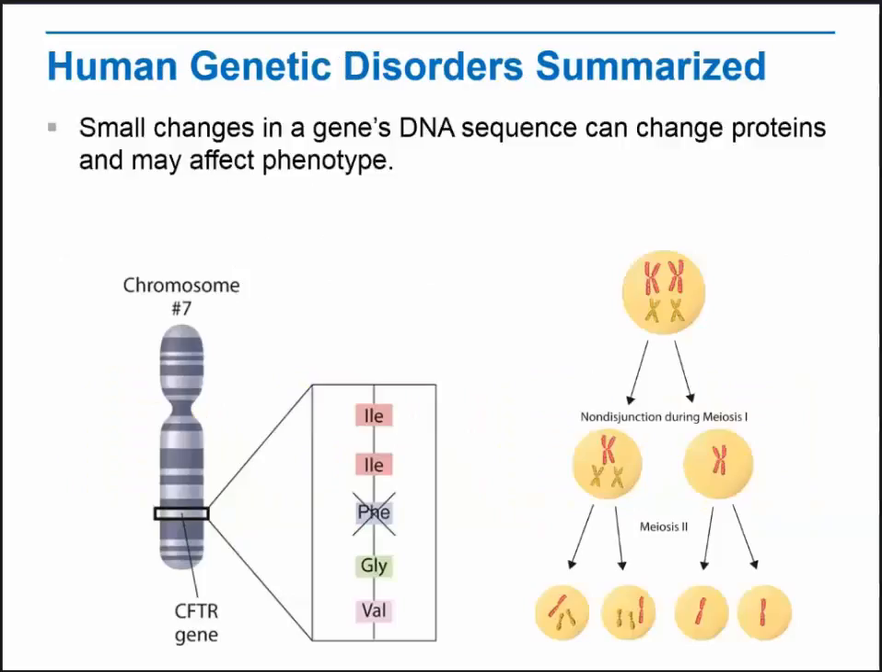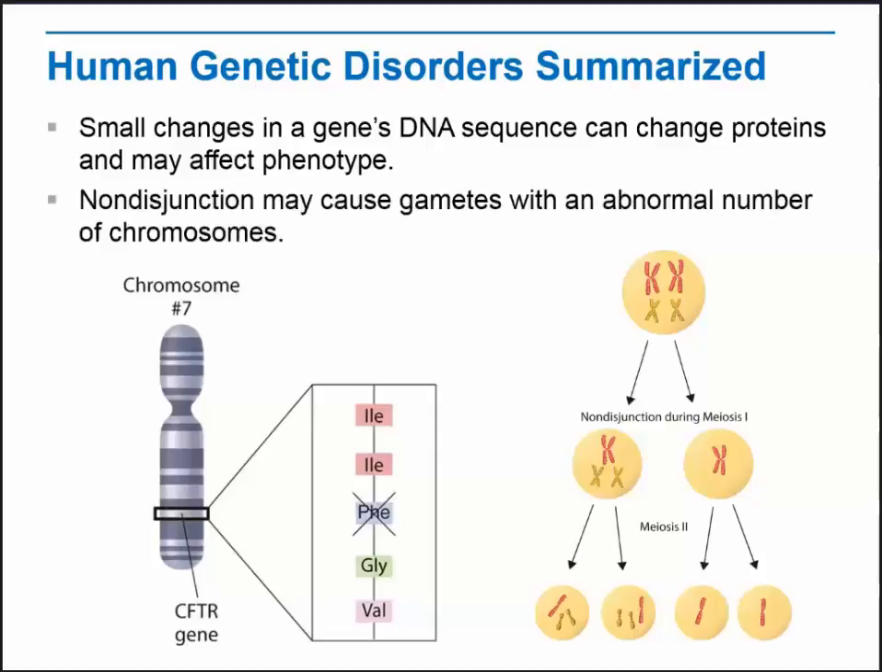So in summary, small changes in a gene's DNA sequence can change proteins and may affect our phenotype. Non-disjunction may cause gametes with an abnormal number of chromosomes.